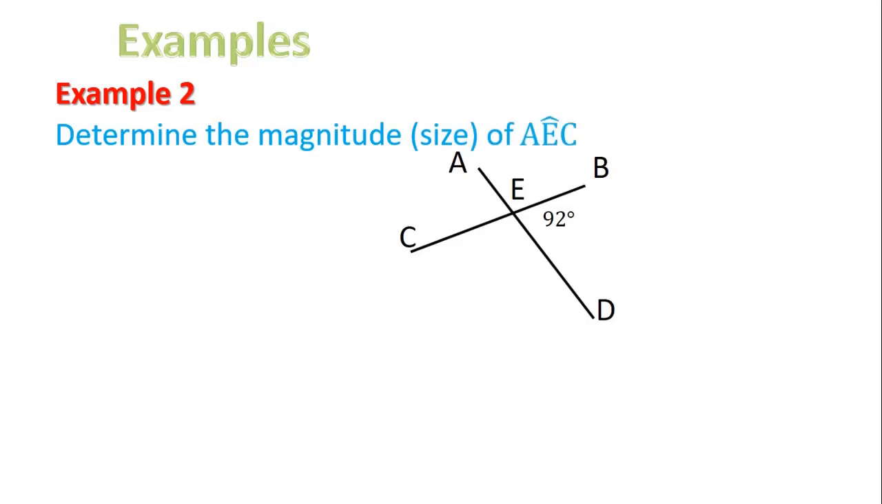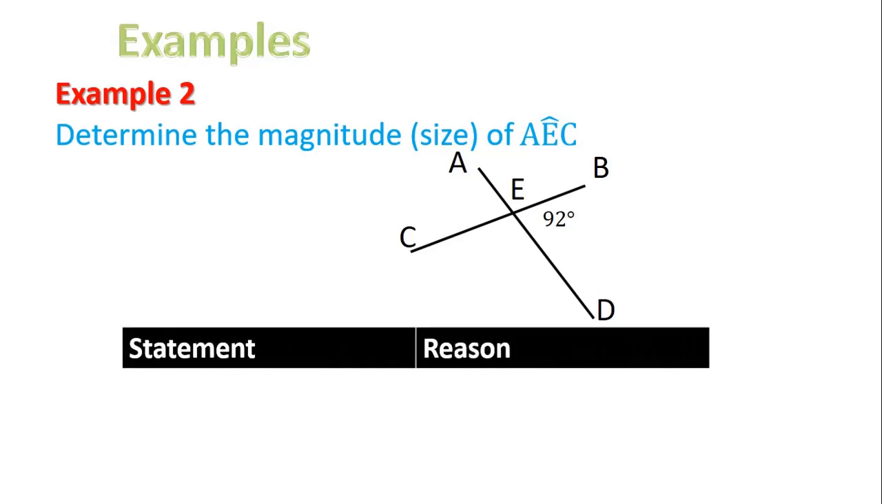Let's look at example 2. Determine the magnitude or the size of angle AEC. Let's have a look. Our statement and reason. I can say that angle AEC equals 92. Can you see that angle AEC is directly opposite the 92 degrees that we have in our diagram? So then my reason must be vertically opposite angles. Hopefully you can see it's relatively easy.